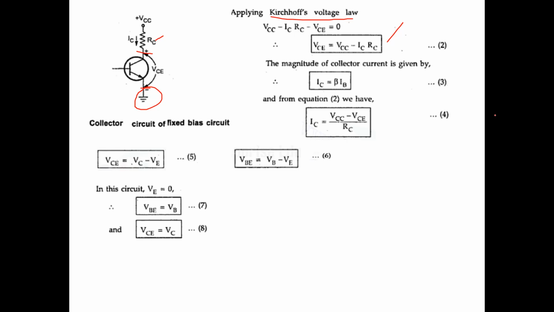You can also write like this, by using this equation, VCC minus VCE divided by RC. Then VCE you can also write like VC minus VE, and VBE you can also write like VB minus VE. In the circuit, VE is equal to 0. Why? Because VE is connected to the ground, because it is a common emitter configuration. So VBE is equal to VB minus VE, and with VE equal to 0, it is almost equal to VB. VCE is also VC.